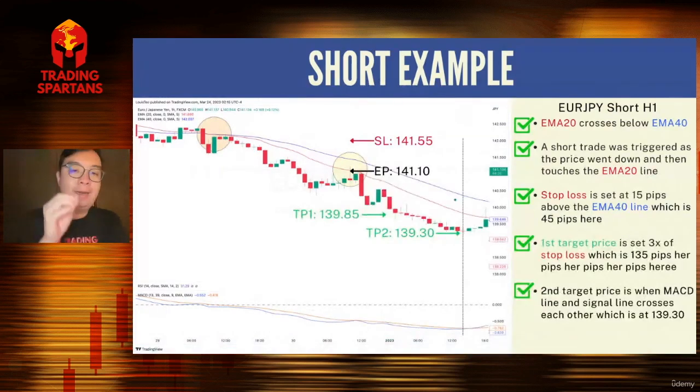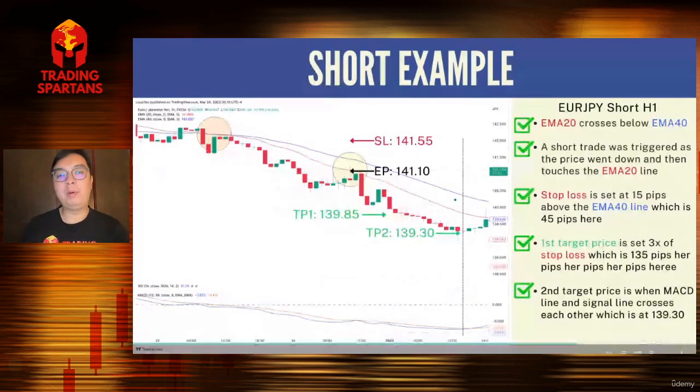So over here, you can see that the first target price is at 139.85 and price already hit, right, as price trended lower. So what happens is that we shift our stop loss to break even, and then we take 50% profit, right? And then we will close the trade at the next time when the MACD lines cross each other, right? So as you can see, might not be great, but the idea is there. So we actually close our second target price at 139.30, as the MACD touches or crosses each other. So this is the short example.